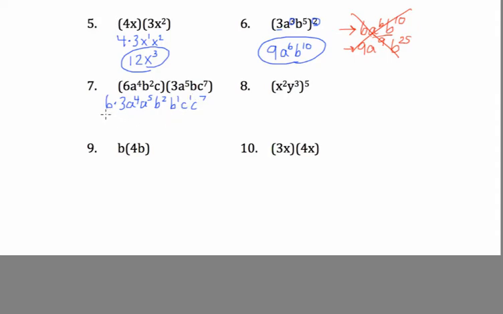Okay, so now let's put stuff together. 6 times 3, that's 18. A to the 4th, a to the 5th. I'm multiplying like bases, so I'll add exponents. B to the 3rd, c to the 8th.